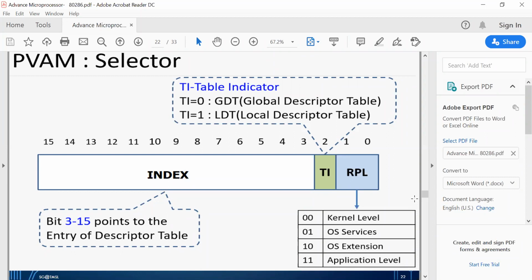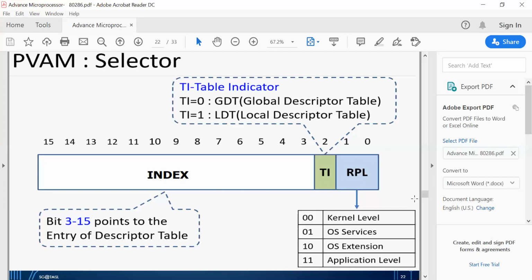A global descriptor table contains global descriptors common to all the tasks, and a local descriptor table contains the descriptors specific to a particular task. Okay, so that is the difference, and I will repeat this. A global descriptor table, GDT, contains global descriptors common to all the tasks, but a local descriptor table contains descriptors specific to a particular task. That is the difference between local and global.